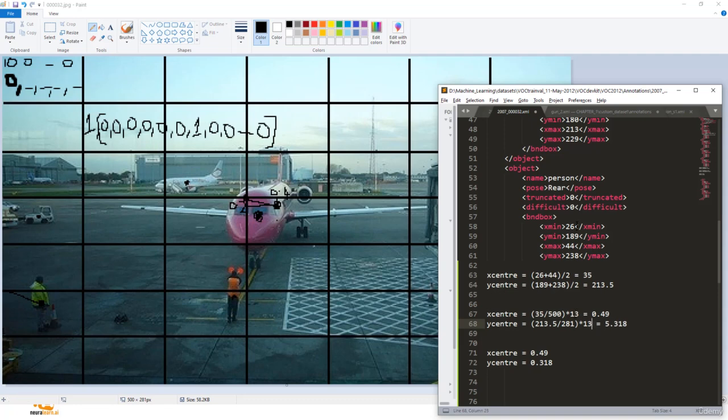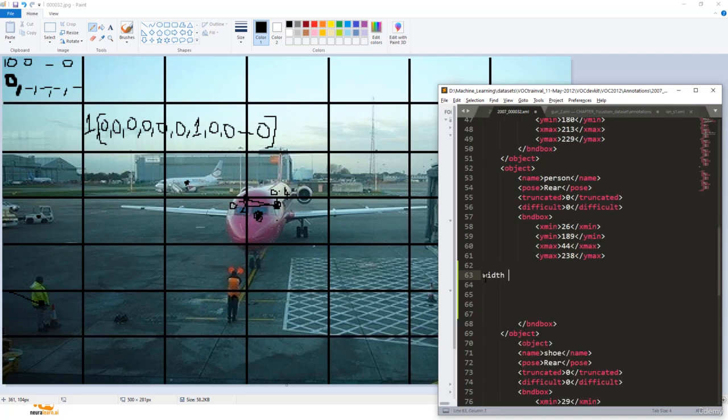Then the next part now is to encode the width and the height. Now obviously from this we could calculate the width and the height, but then the width and the height is divided by the overall width and the overall height respectively. So for example, to obtain the width, we have the x max minus x min simply, and then to obtain the height, we have y max minus y min. Now the new width, let's use some Python notation. The new width is this.